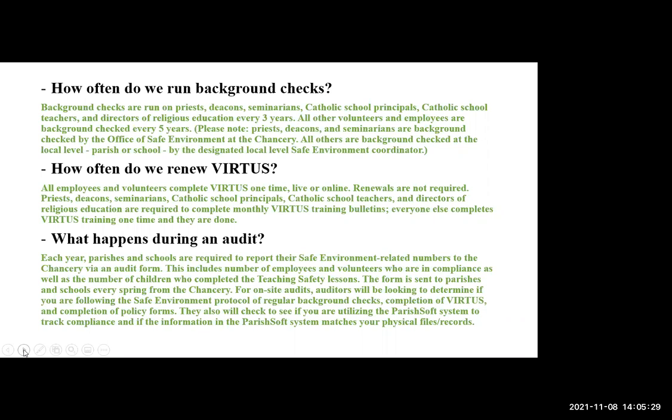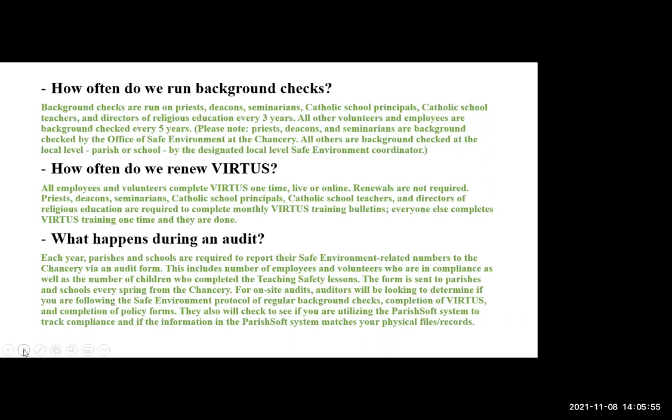The priests, deacons, and seminarians, we are most heavily audited on. So I run those background checks out of my office at the Chancery. I handle all the priests, deacons, and seminarians for their compliance and their background checks. So if you ever need to know about a priest, deacon, or seminarian, if you ever need to know about their compliance, just call me.